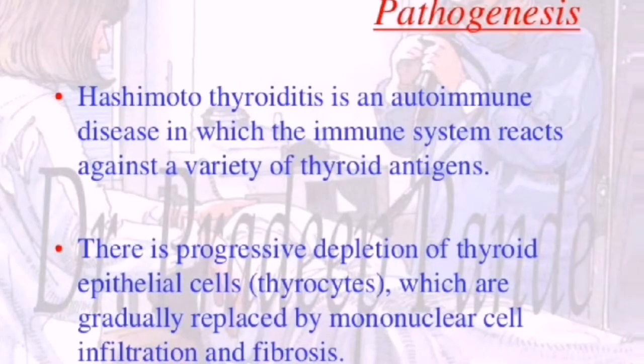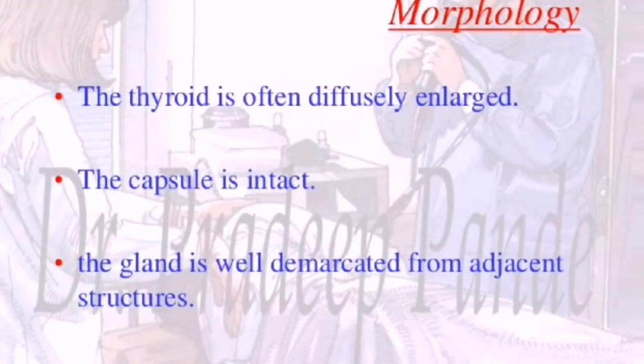What is the pathogenesis? It is an autoimmune disease. The immune system reacts against a variety of thyroid antigens. There is progressive depletion of the thyroid epithelium, the thyrocytes, which are gradually replaced by mononuclear cells. And what is the morphology of Hashimoto's? The thyroid is often diffusely enlarged. The capsule is intact. The gland is well demarcated from adjacent structures. The cut surface is pale yellow.